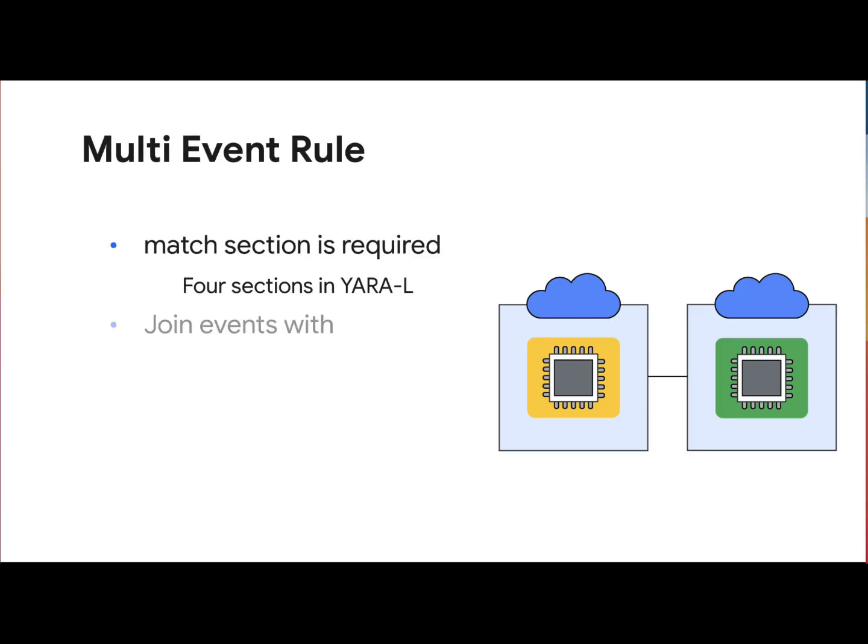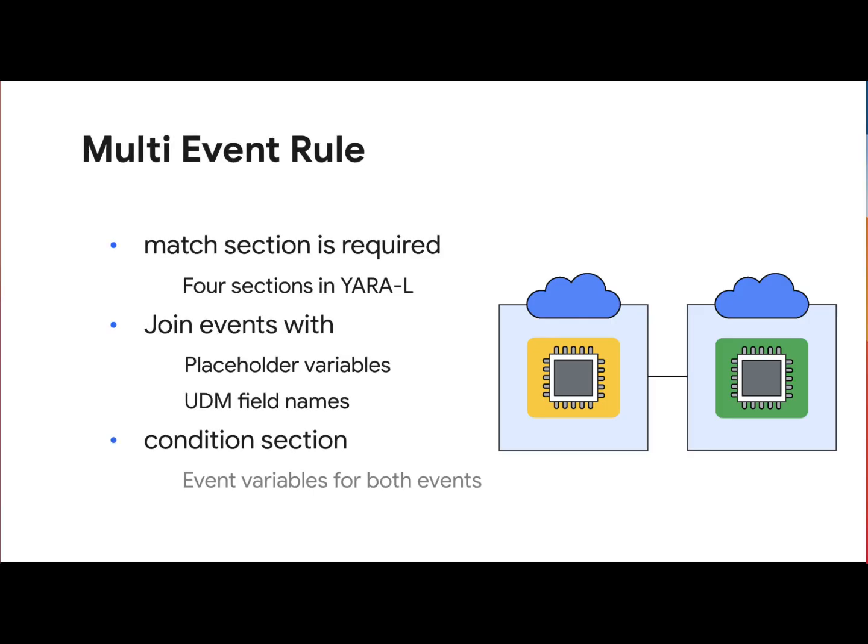Multi-event rules break a bit of new ground, but leverage all of the capabilities that single rules have and that we have already covered in earlier videos, including regular expressions, string matches, condition thresholds, and more. It's important to understand that unlike some single event rules, the match section is always required in a multi-event rule, so there will always be 4 sections: meta, event, match, and condition.